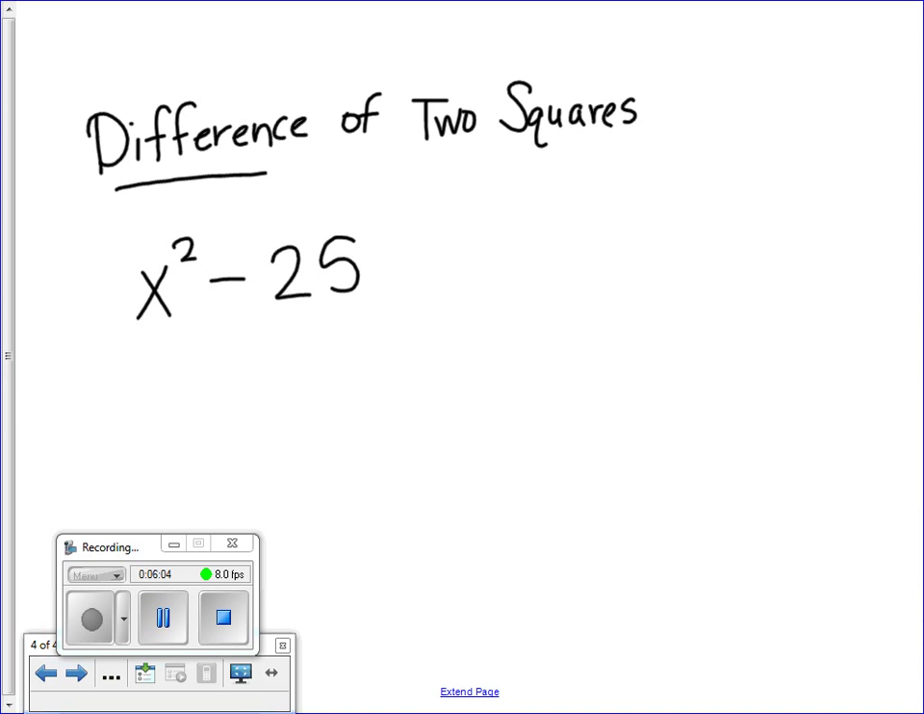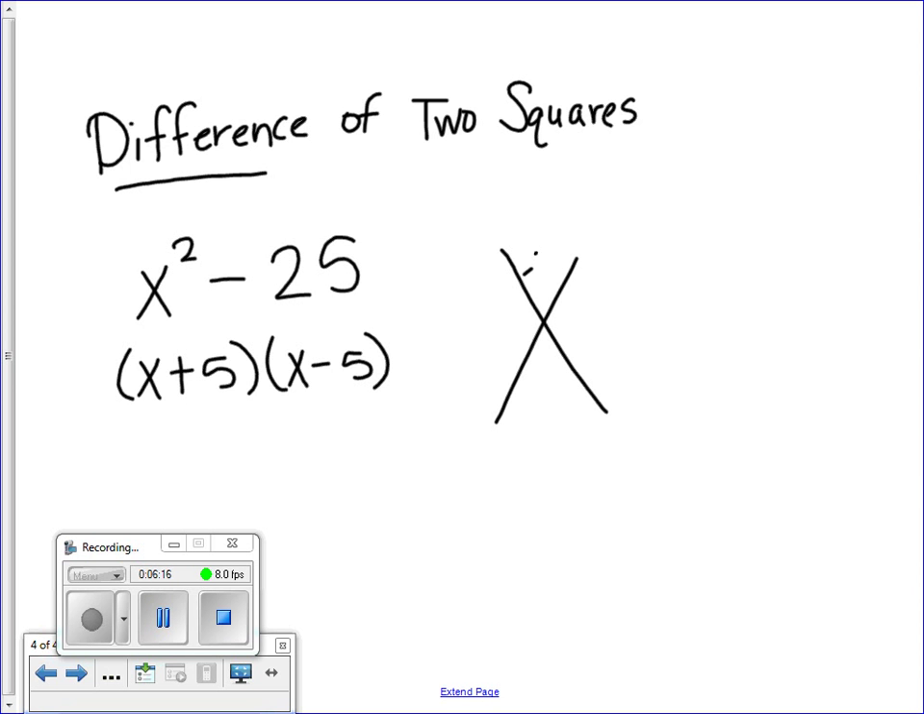What is it? It's x plus 5. It's x minus 5. Okay? Good deal. Our b term is 0. What are two numbers that multiply to equal negative 25 and add to be 0? Yeah, 5 and negative 5. But save yourself some time. Recognize that that's the difference of two squares.